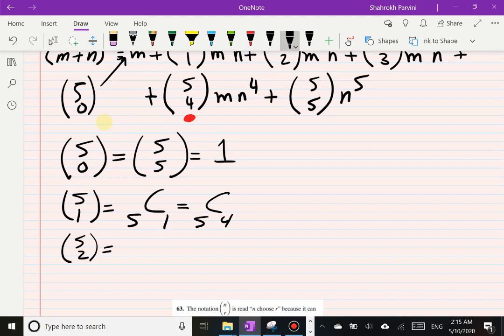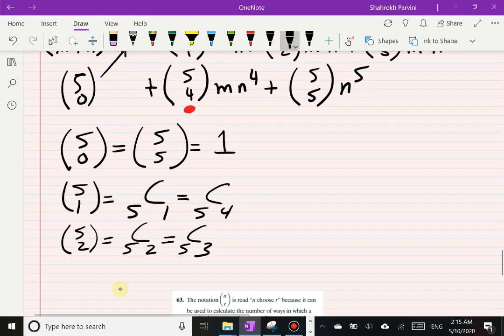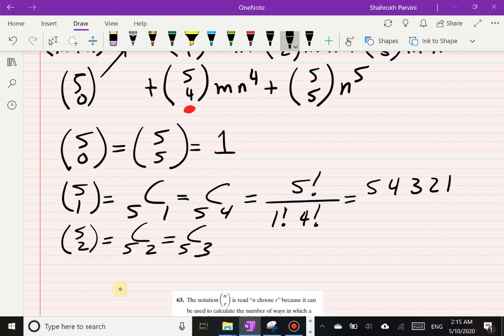C(5,2) equals C(5,3). Those are going to be the same. Okay, and I'll actually do them without a calculator. Now 5 choose 1, that means 5 factorial over 1 factorial, and 5 minus 1 is 4 factorial. That's going to be 5, 4, 3, 2, 1. 1 factorial is 1, 4 factorial, 4, 3, 2, 1. Right? 1, 2, 3, 4, 1, 2, 3, 4 crosses out, so this is just going to be 5.